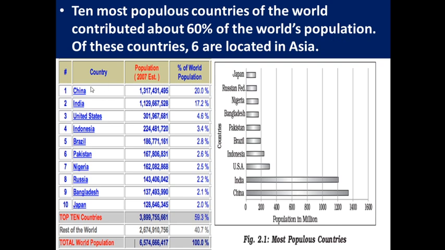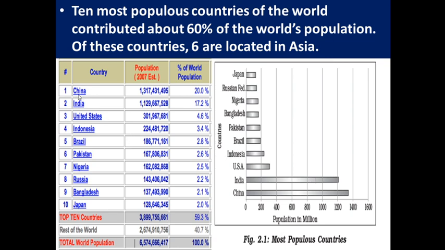That means the size of population in these 10 countries is very, very large. Out of these 10 countries, 6 are located in Asia. This is the bar diagram that is in our textbook.